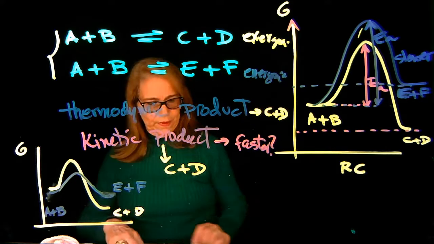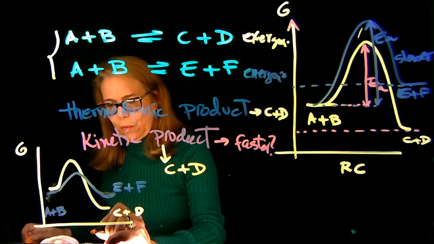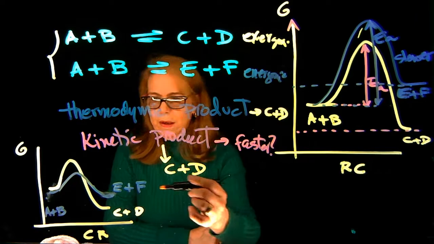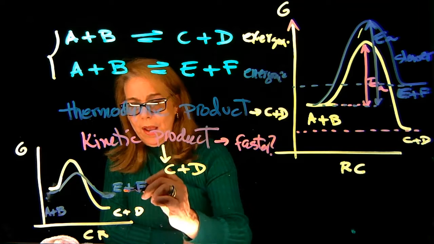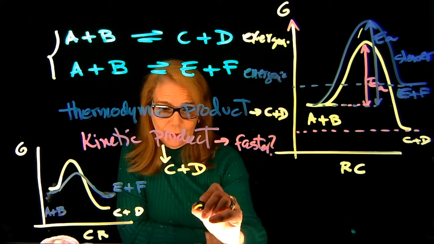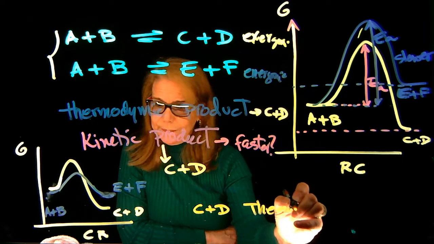And so, again, if the question is, what is the thermodynamic and the kinetic product? What you want to do here is find out what is more stable. So when you see the differences in energy, again, you're starting at the same point. Then the two reactions compete, but C and D are more stable, so C and D are the thermodynamic product.